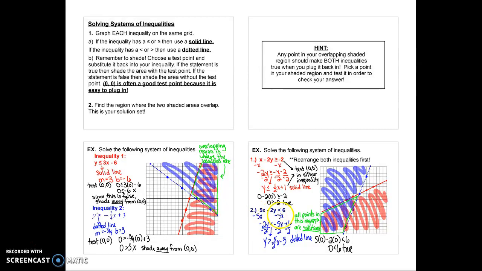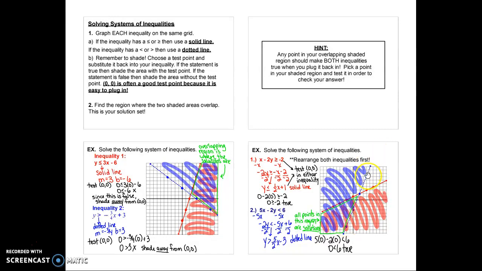Second inequality, again, needs rearranged. So you're going to have to subtract the 5x to the other side and then divide by a -2. So again, our inequality sign flips here. So you get y is greater than, this gives you a positive 5/2 x and a -3. It's got a dotted line because it does not have an equal to sign with it. So there's our dotted line. Again, we cross at -3. Slope is a positive 5/2, so you're going to go up 5, right 2, up 5, right 2.